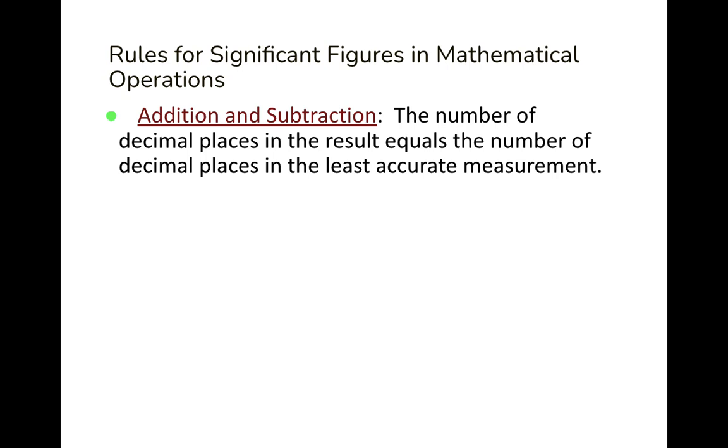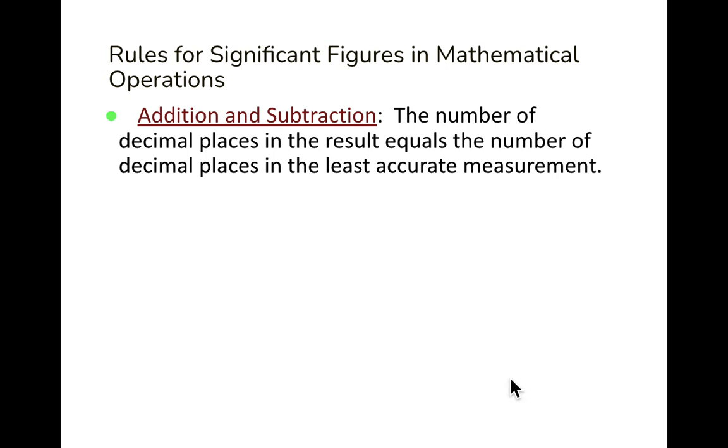So the first rule is for addition and subtraction. It says the number of decimal places in the result equals the number of decimal places in the least accurate measurement. So this one is pretty straightforward. We've talked about it before when we talked about averages, the fact that you can't take an average out any further than the decimal place of your measuring device.